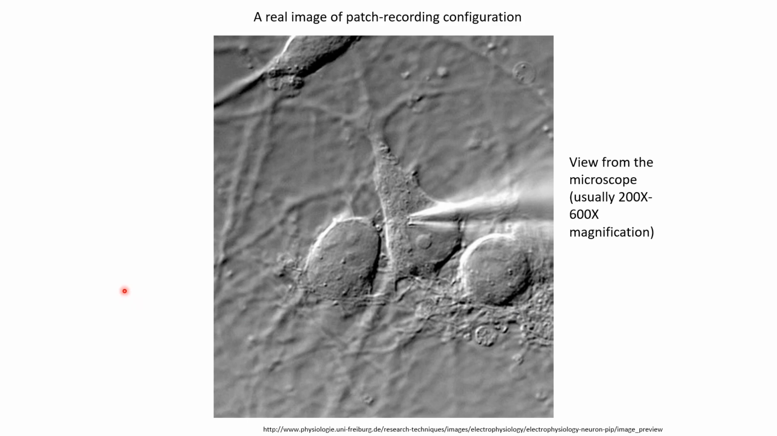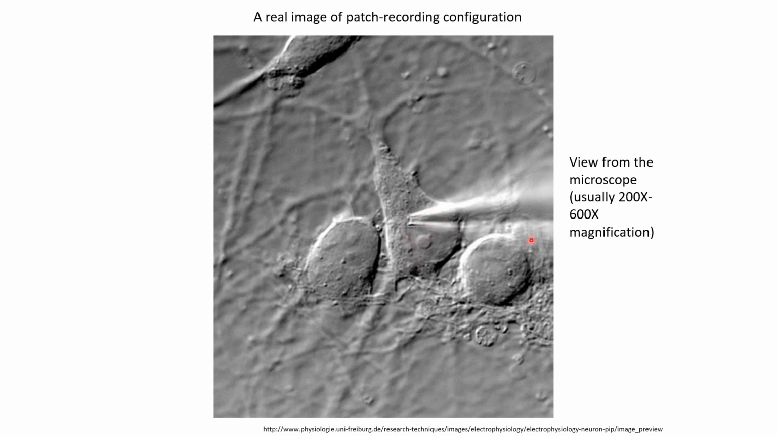So here is an example of what a real patch experiment looks like. We have a petri dish which contains some neuronal tissue, and this petri dish is placed under a microscope, so we are looking at the tissue from top. You can see some neurons here. These are the cell bodies, these oval or circular structures, and from these cell bodies we can see these branches of neurons coming out. So these various dendrites and axons are coming out from the cell bodies. And we can also see this glass pipette that is patching onto this neuron.